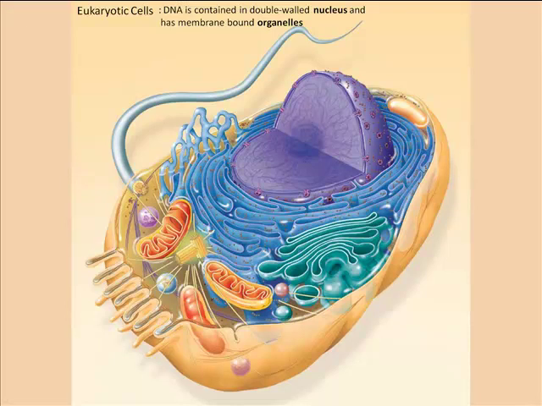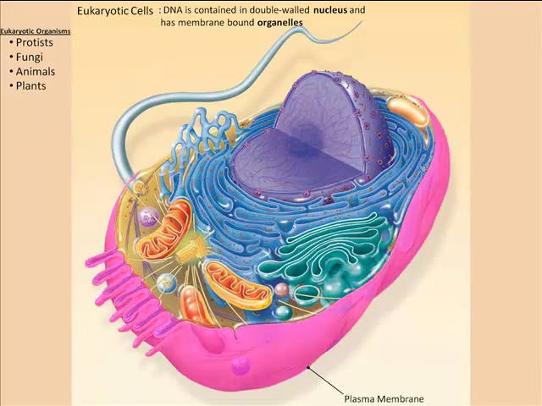Eukaryotic cells are the types of cells found in protists, fungi, animals, and plants. Just as with prokaryotic cells, there's a plasma membrane that surrounds the cell. However, in most eukaryotic cells, there's no cell wall or capsule that surrounds that membrane.